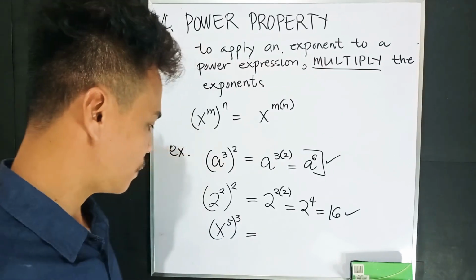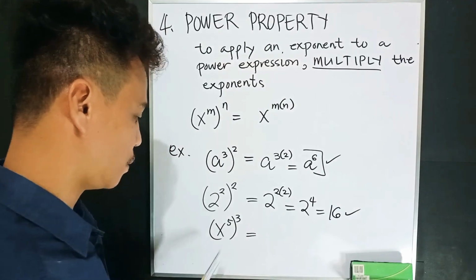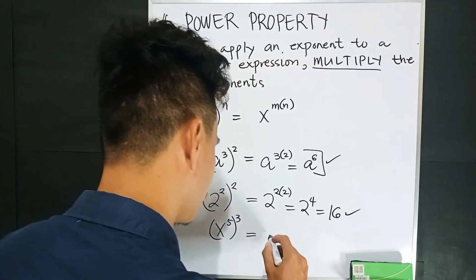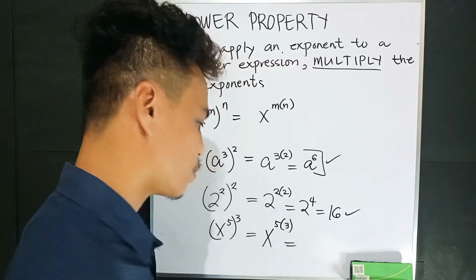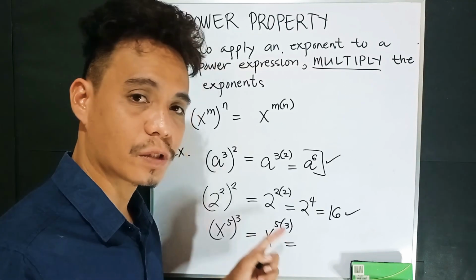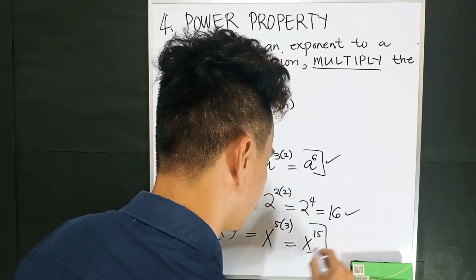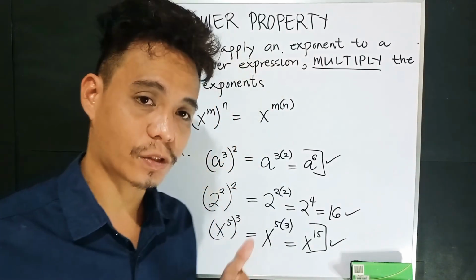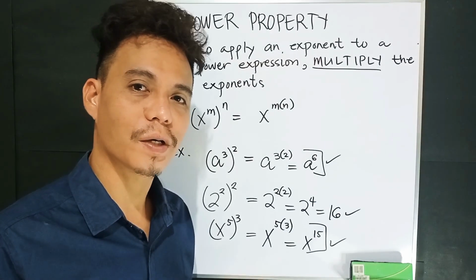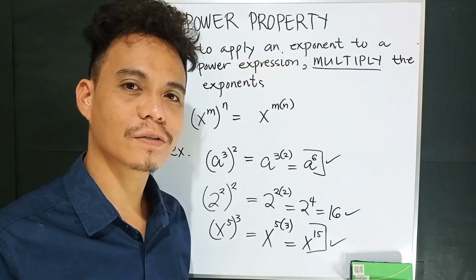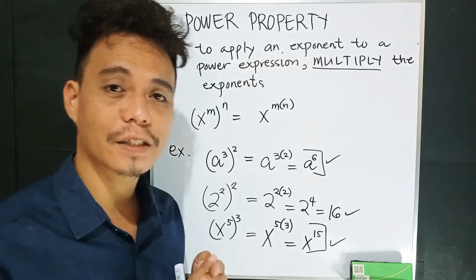And lastly, your x raised to 5 quantity 3. So your x raised to 5 quantity 3, therefore this is x raised to 5 multiplied to 3. So gagawin lang natin, just multiply their exponents. So this will become x raised to 15. Okay? So that would be our laws of exponent. Una, base law. Pangalawa, multiplication law. Pangatlo, the division law. And lastly, the power property.